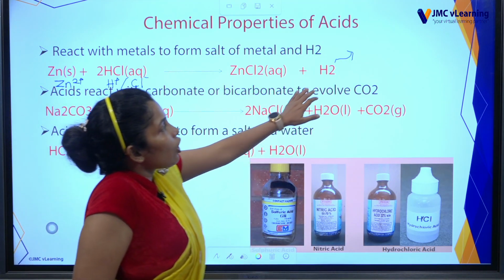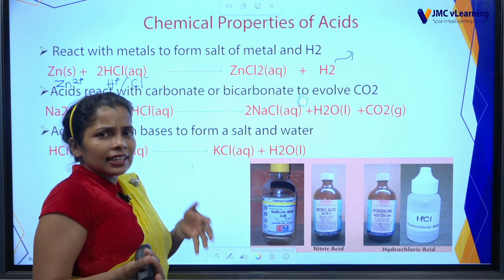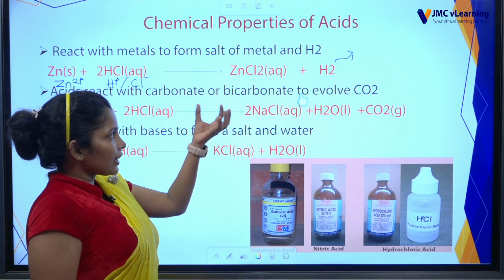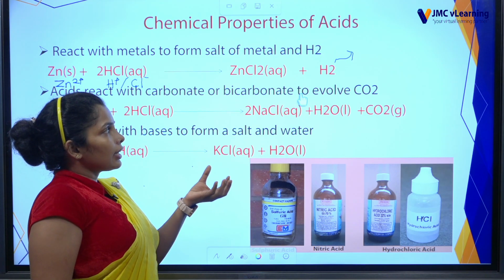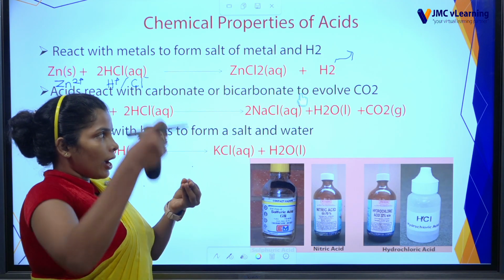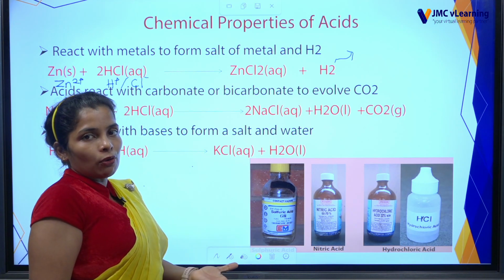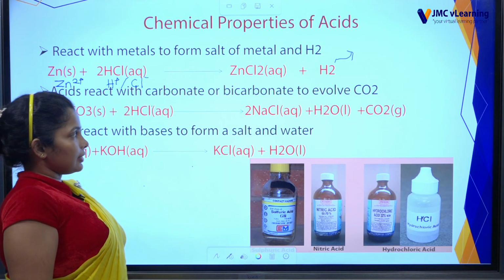Can you guess how we are going to identify this hydrogen gas? It's colorless. How are we going to see this hydrogen gas? You take this hydrogen gas in a test tube, in a boiling tube. When you put a flame into that gas, you can hear a sound. It's a pop sound. So you can identify the hydrogen gas.